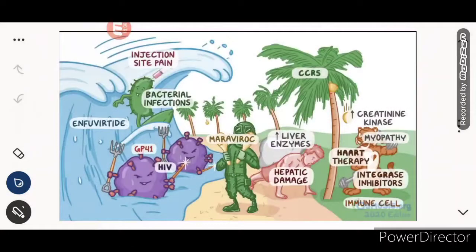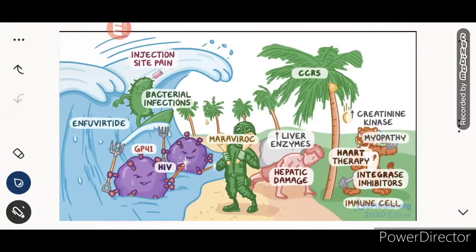Okay, so this is the fun mnemonic. We are on a beach, so there are two parts, the wave part and the island part. The wave part is for the virus, and the land part is for the T cells. A tide is coming, that is for enfuvirtide, and enfuvirtide is an entry inhibitor. It acts upon the HIV, binds to the GP41, and prevents the binding of the virus to the host cell.